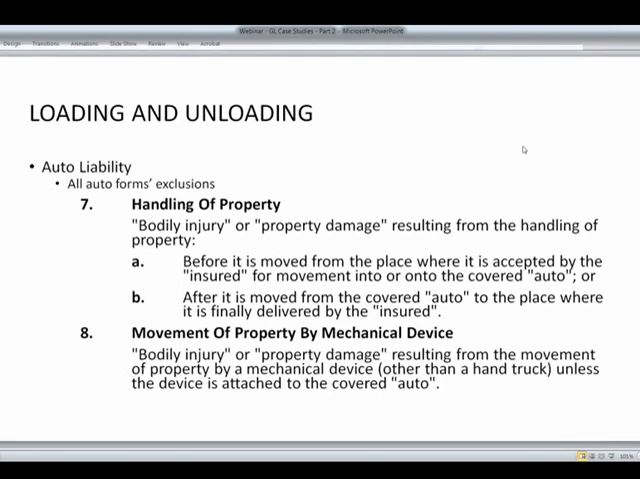The auto liability exclusion that mirrors the loading and unloading definition is exclusion 7 or 8 in the auto policy, which says we exclude bodily injury and property damage resulting from the handling of property before it's moved to a place where it's accepted by the insured for movement into or onto a covered auto, or after it's moved from the covered auto to a place where it's finally delivered by the insured, and bodily injury or property damage resulting from exclusion 8, movement of property by a mechanical device other than a hand truck unless the device is attached to the covered unit.